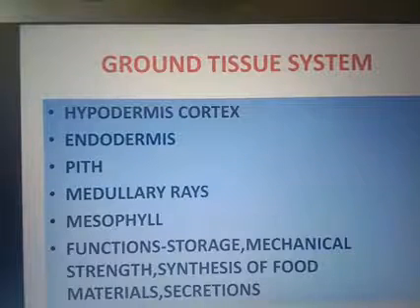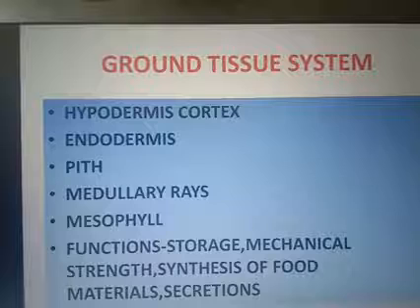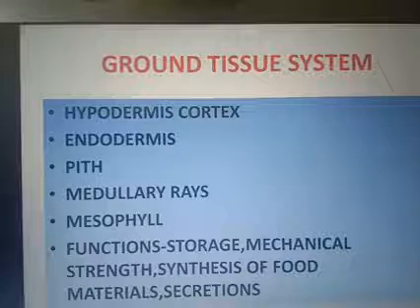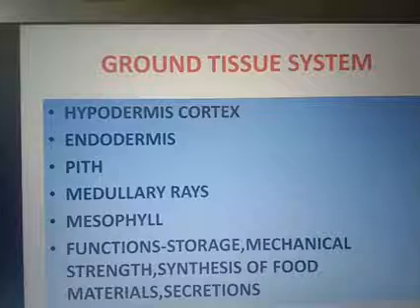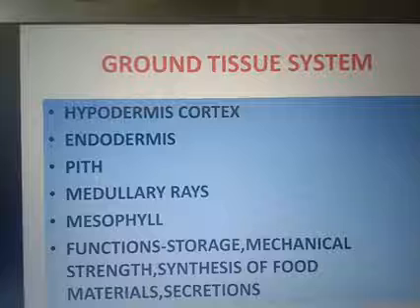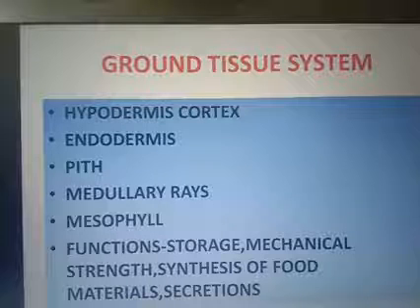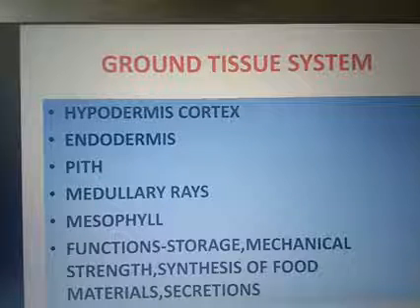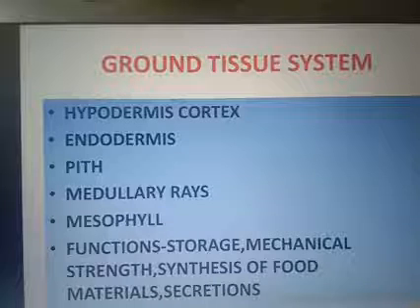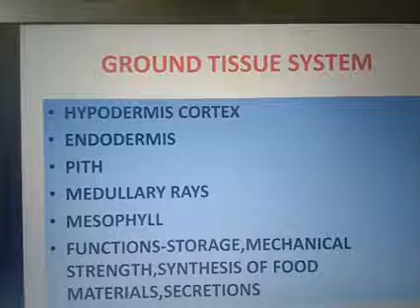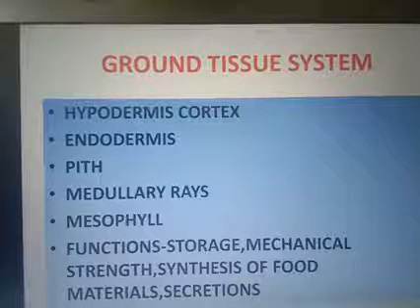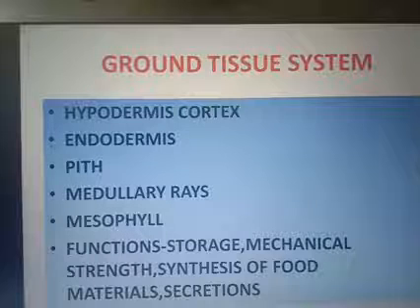Next we are discussing the ground tissue system. The bulk of the plant body is the ground tissue system, otherwise known as the fundamental tissue system. The tissues are differentiated into various zones such as cortex, epidermis, hypodermis, endodermis, pericycle, pith, and medullary rays. Medullary rays are present in the stem and the root. In leaves, this tissue system shows thin-walled photosynthetic mesophyll.